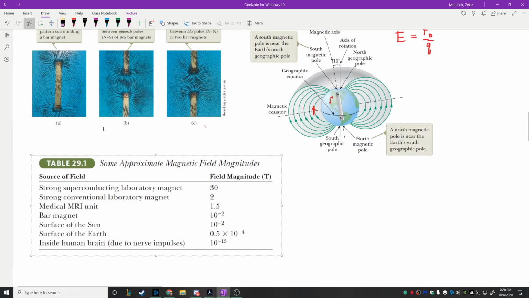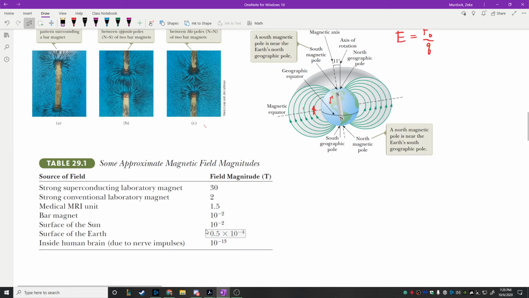So here are some approximate magnetic field magnitudes. The unit for the magnetic field is the Tesla. It's named after a very famous scientist who did a lot of work with magnetism and electricity, and for whom there are lots of movies that have been made in recent years. These are different values of magnetic fields. The magnetic field at the surface of the Earth is very, very weak. There are even magnetic fields inside of your brain that are very weak as well.